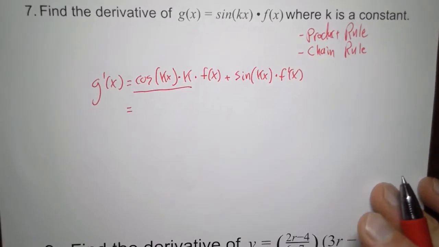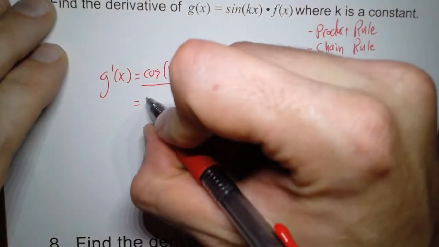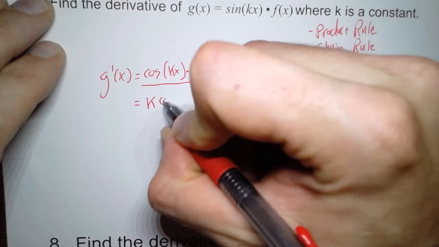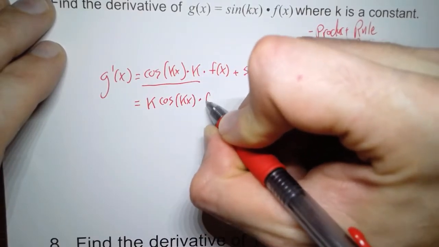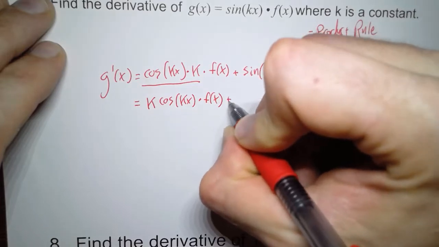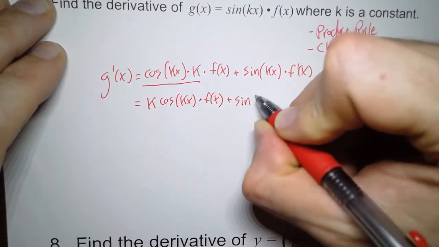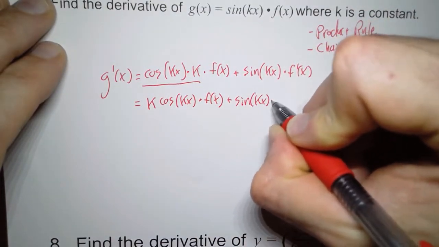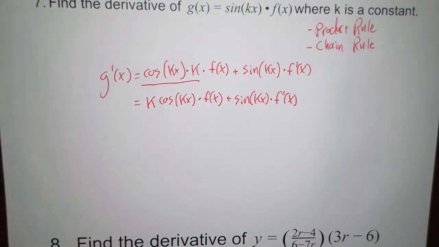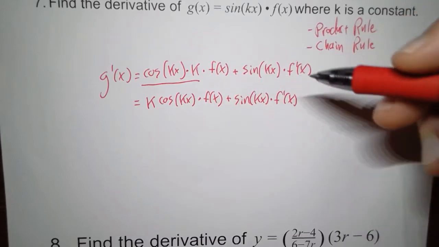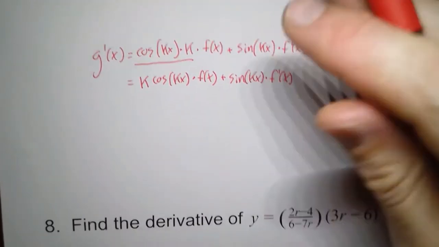And unfortunately, not much we can do. I can move the k factor up front: k cosine of kx times f of x plus sine of kx times f prime of x. And unfortunately, since there's nothing else to simplify out, we can leave it like that.